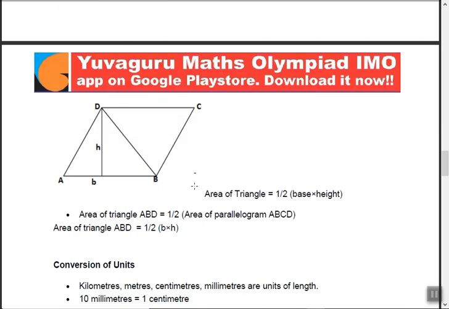Okay. What is the area of triangle? Area of triangle is half base into height. So base into height is area of parallelogram, so a half into area of parallelogram, right? That is 1 upon 2 into B into H.